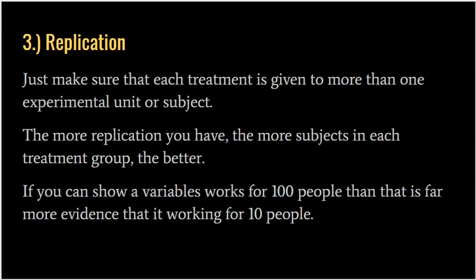If I could show that a variable works for 100 people, then it's far more evidence than if I say it works for 10 people. And I could even say the same thing for 1,000. If I could show that my new pill works for 1,000 people in that treatment group compared to 1,000 people that were in a control group, that is even stronger evidence that my new pill works. So replication is having as many people as possible. Anything is more than 1.